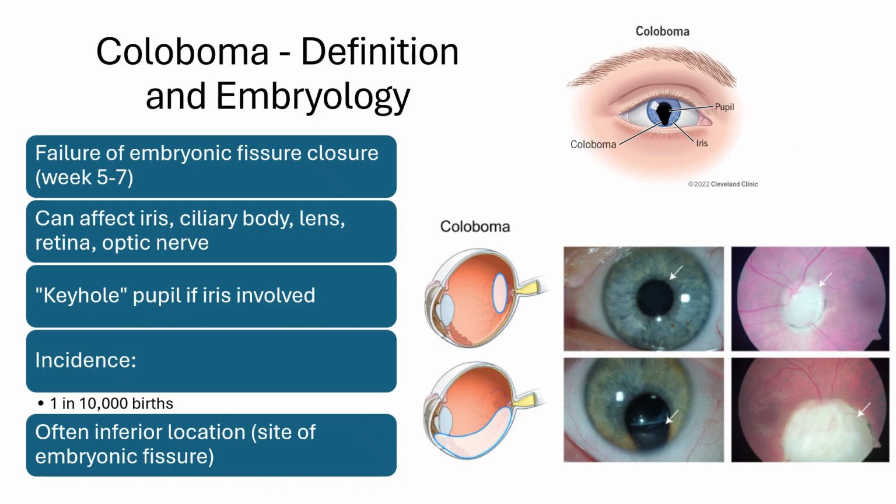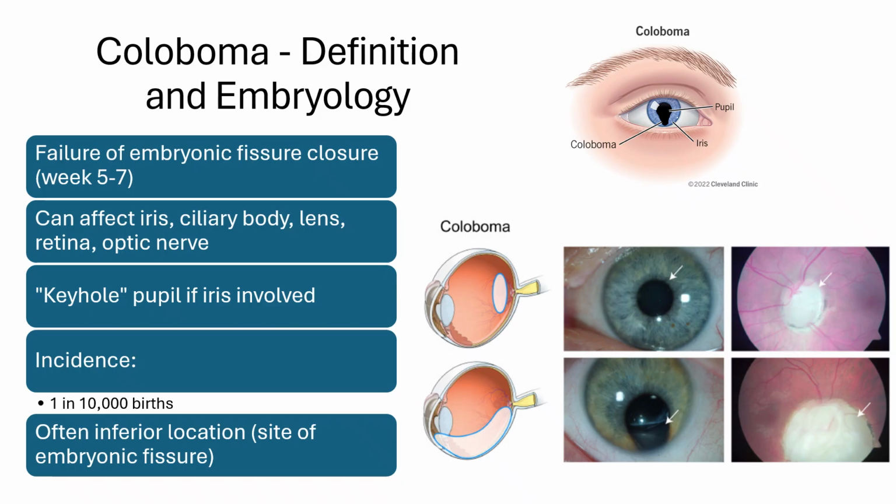A coloboma represents incomplete closure of the embryonic fissure during early ocular development, specifically between weeks 5 and 7 of gestation. This embryonic fissure normally runs along the inferior aspect of the developing eye, which explains why most colobomas appear in the inferior location. It's simply where the final closure occurs. The defect can affect any structure along this embryonic pathway, including the iris, ciliary body, lens, retina, and optic nerve, with vastly different clinical implications depending on posterior versus anterior involvement.